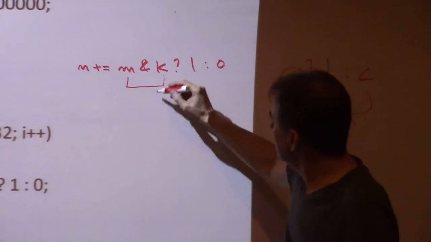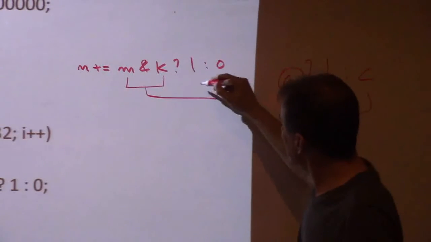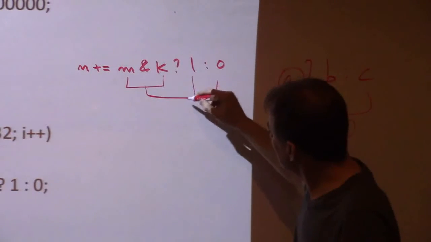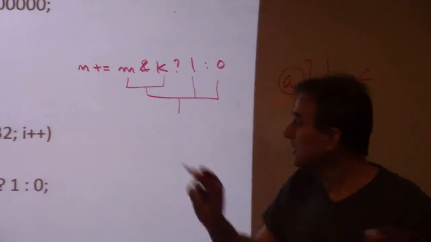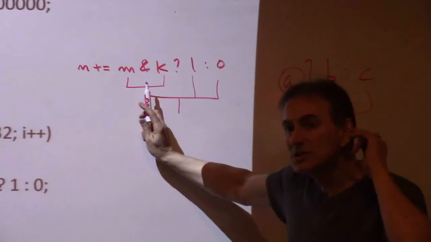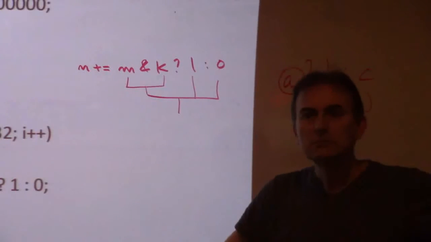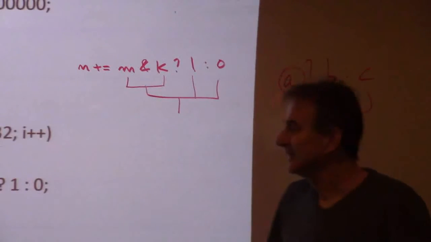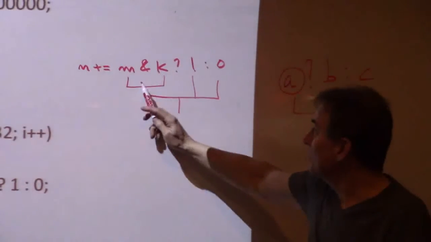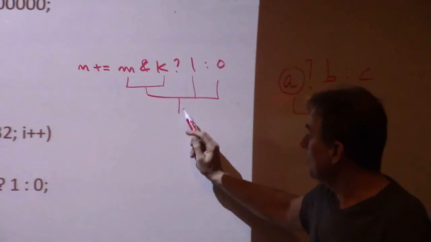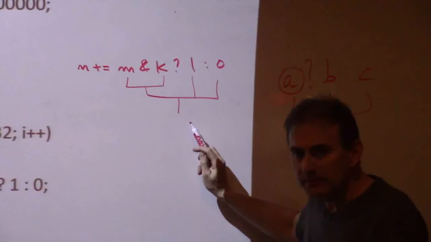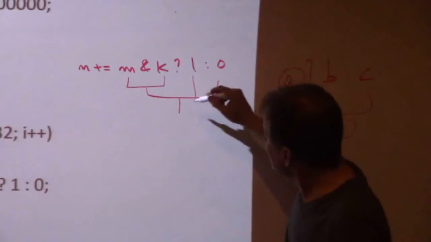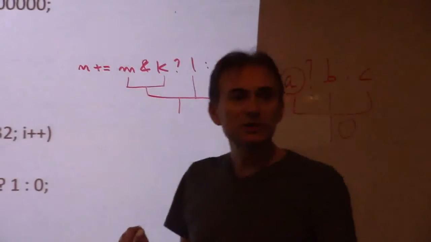So basically what we're going to do is return a value of 1 or 0, depending upon whether this condition is true or false. So therefore, what's the possible value here? 0 or 1. And then we're going to apply the plus equal operator.